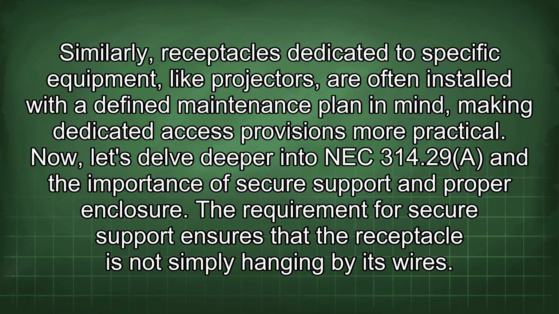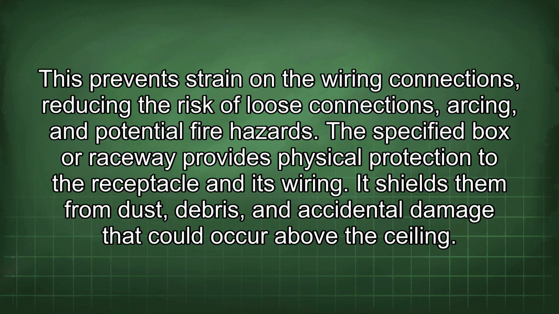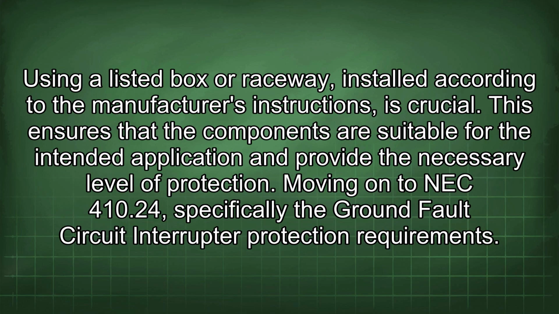Now let's delve deeper into NEC 314.29 and the importance of secure support and proper enclosure. The requirement for secure support ensures that the receptacle is not simply hanging by its wires. This prevents strain on the wiring connections, reducing the risk of loose connections, arcing, and potential fire hazards. The specified box or raceway provides physical protection to the receptacle and its wiring. It shields them from dust, debris, and accidental damage that could occur above the ceiling. Using a listed box or raceway, installed according to the manufacturer's instructions, is crucial. This ensures that the components are suitable for the intended application and provide the necessary level of protection.